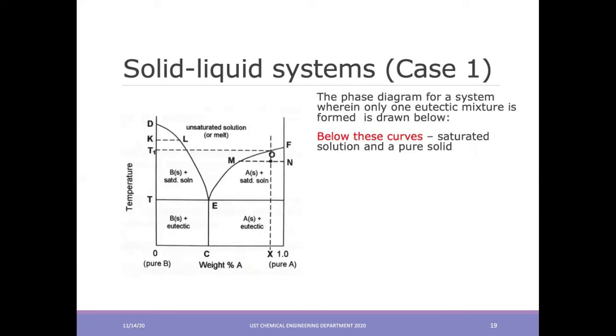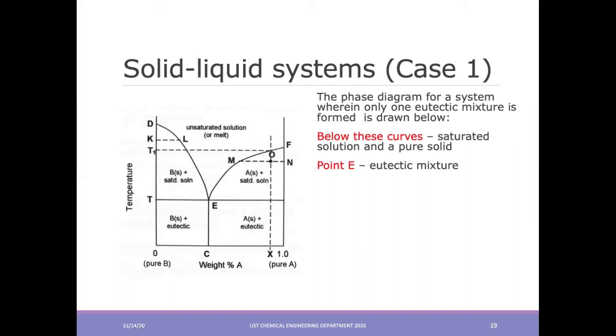Now to analyze this, a tie line can be drawn for a particular temperature to determine the composition of the 2 phases. For example, if we consider the tie line KL, this indicates the equilibrium mixture of pure B and saturated solution L. Okay, what about the tie line MN? The tie line MN indicates an equilibrium mixture of A and saturated solution M. Of course, point E here is the eutectic mixture.